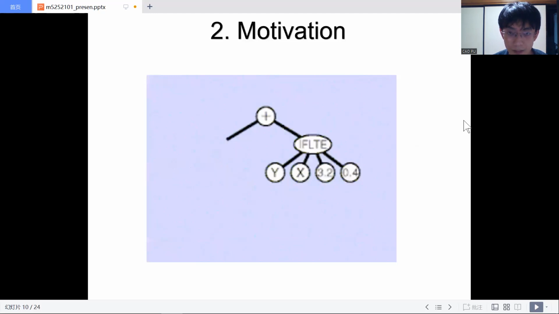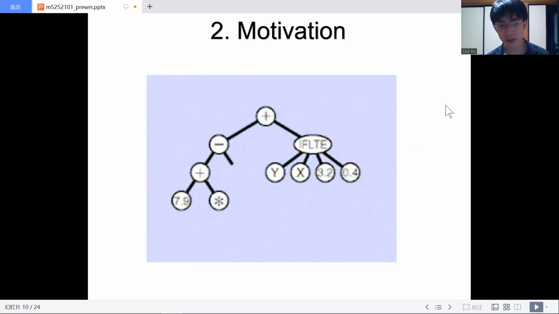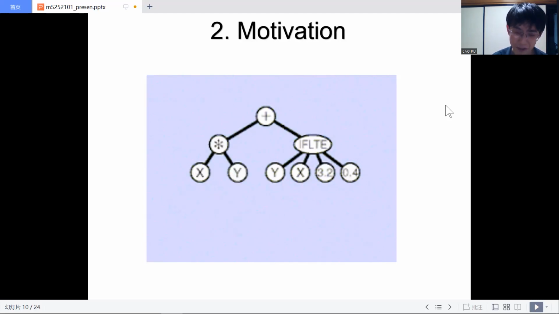Okay, next I'd like to introduce my motivation for this study. Basically, it is a simple idea. But before that, I have to introduce how genetic programming generates a new tree, that is, a new individual.